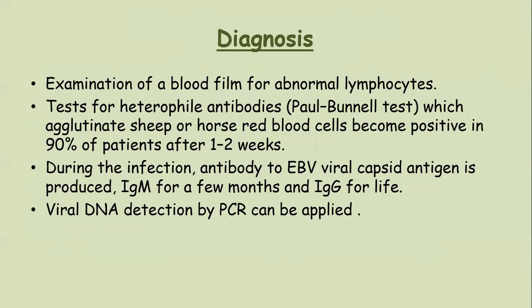Diagnosis: examination of blood film for abnormal lymphocytes, and test for heterophil antibodies, which is the Paul-Bunnell test, that agglutinate sheep or horse red cells, which become positive in 90% of patients within 1 to 2 weeks. During the infection, antibodies to Epstein-Barr viral capsid antigen are produced, IgM for a few months and IgG for life. Viral DNA is detected by PCR.